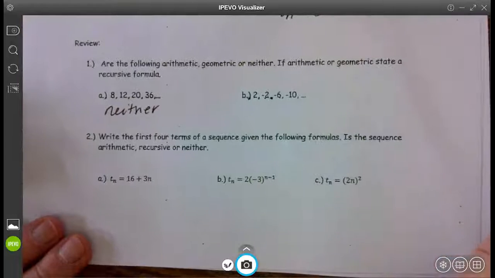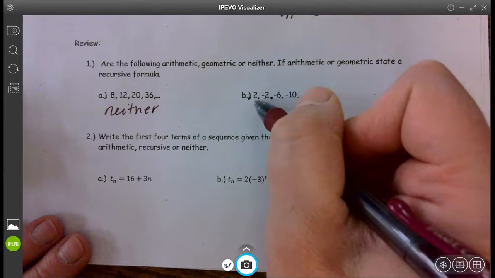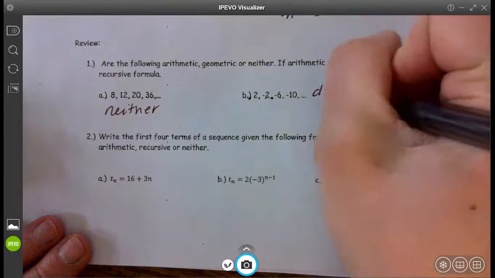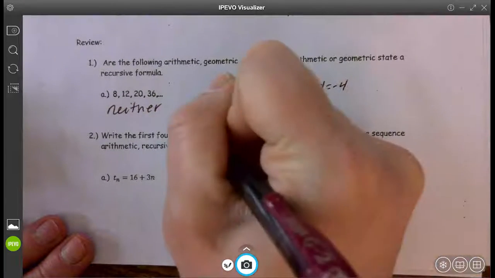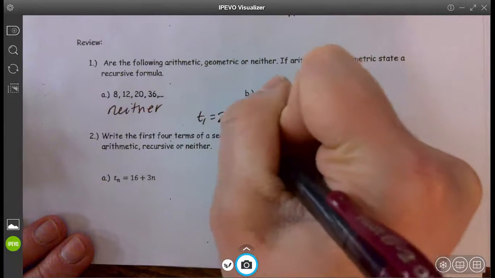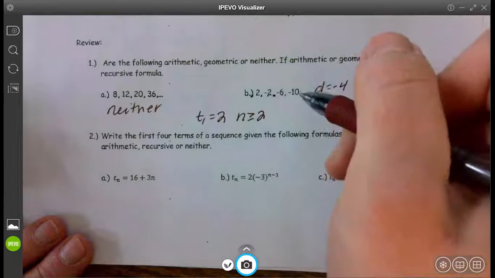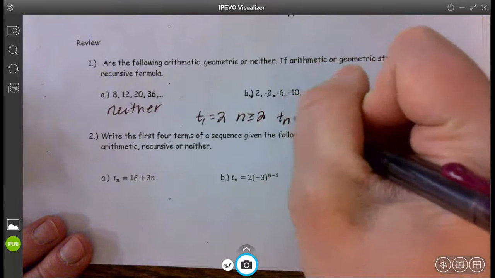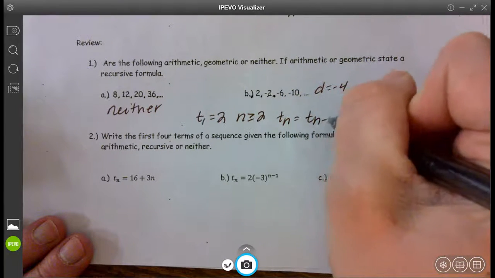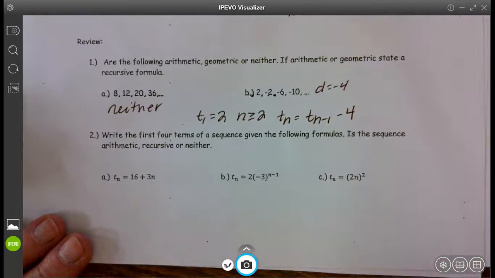This one says you are adding 4 or subtracting 4 every time. So your common difference is -4. So your first term is 2. You want to start on the second term. And your formula is whatever term you're finding, you're going to take your previous term and subtract 4.